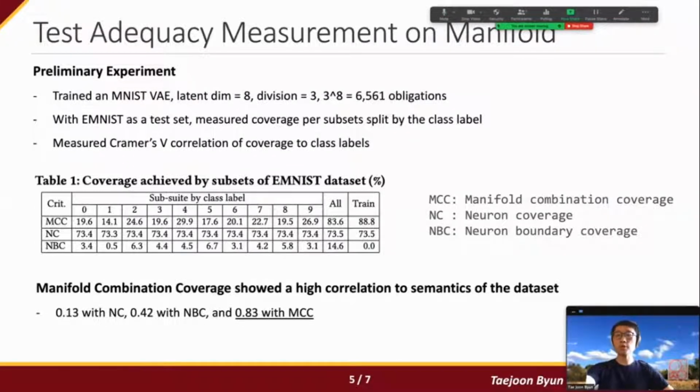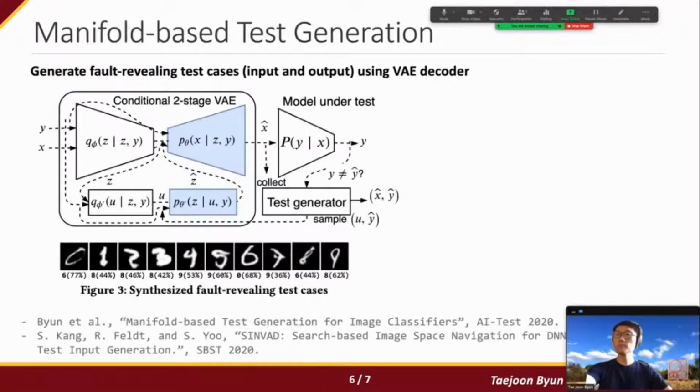We then measured the correlation of the coverage obligation to the class label as a representative semantic feature. The result shows that the manifold coverage has a stronger correlation to class labels than neuron coverage or neuron boundary coverage. Another idea that we propose is generating novel fault-finding test cases from the manifold.